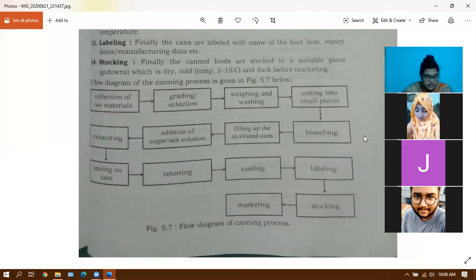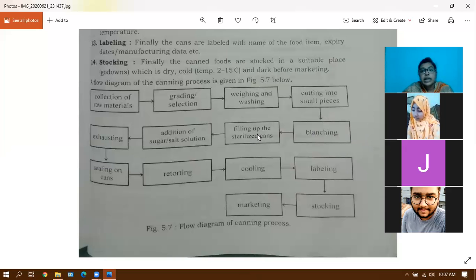Next, blanching. What is blanching? Heating of the food items in boiling water or in steam for 5 or 10 minutes. It's called blanching. In this process, unwanted smell, color becomes improved. Microbes are destroyed in blanching because in this process, food is boiled in boiling water.